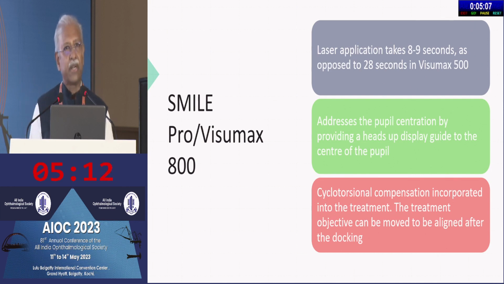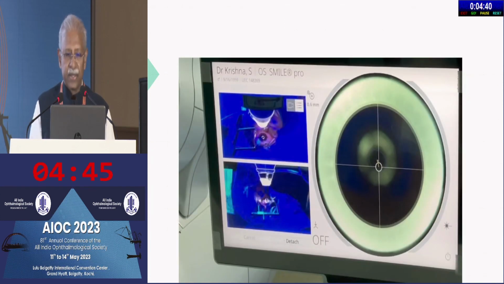Cyclotorsion compensation now is manual. You can mark 0, 180 on the slit lamp. And once you start the laser after docking, you can now turn the optics so that the axis of treatment of the cylinder coincides with the axis of the cylinder perfectly. Very soon you'll have automated cyclotorsion compensation and also automated corneal centration. This is the Vizumax 800 that you see.